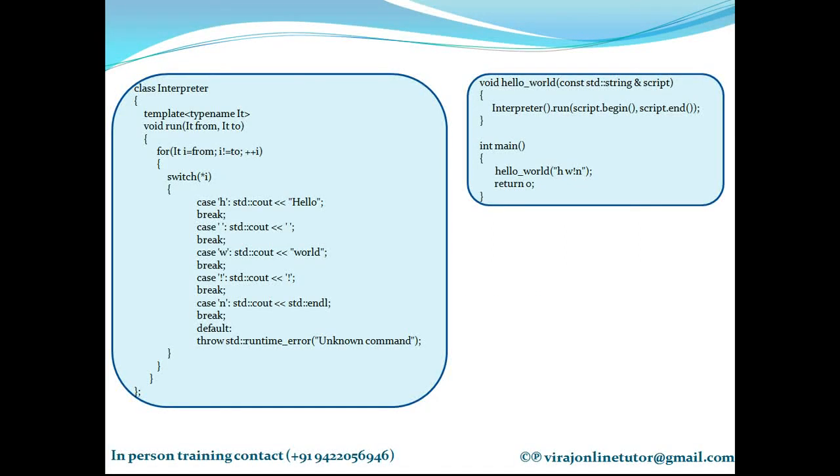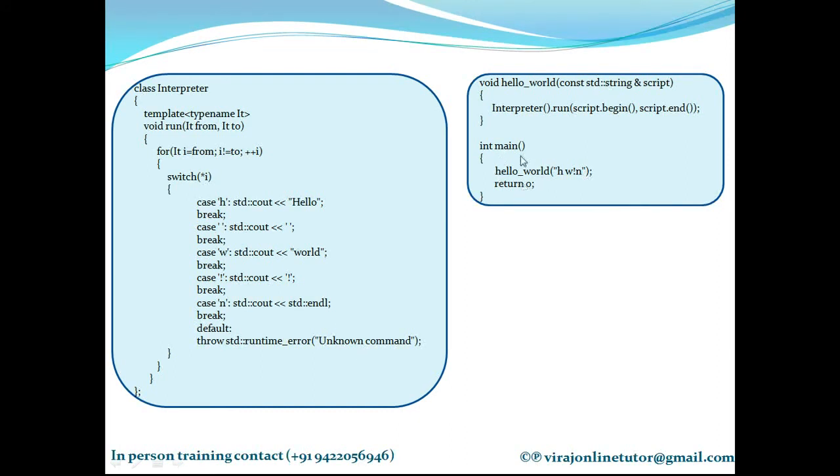So here is a very simple code example of an interpreter pattern. What I have done is I have a class called interpreter, and there is a function called run which goes from 'from' to 'to'. There is a for loop till from is equal to 2. I keep on looping. There is a switch case. I check the content of this iterator. If it is H, I print hello. If it is empty, I print empty. If it is W, I print world. If it is exclamation, I print exclamation. If it is N, I print a new line character. If I don't match anything, I print unknown command.